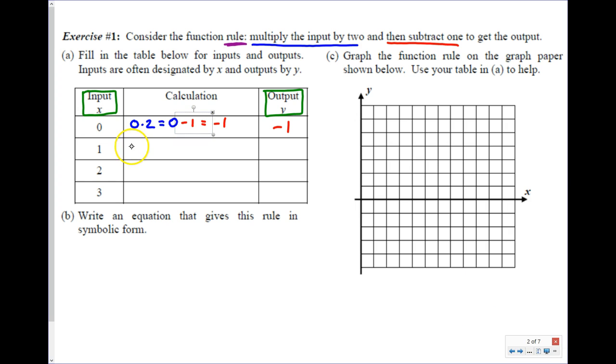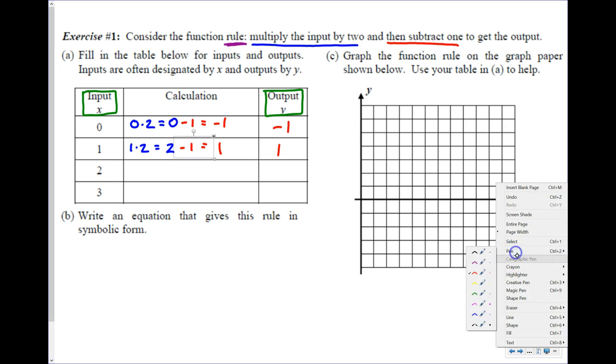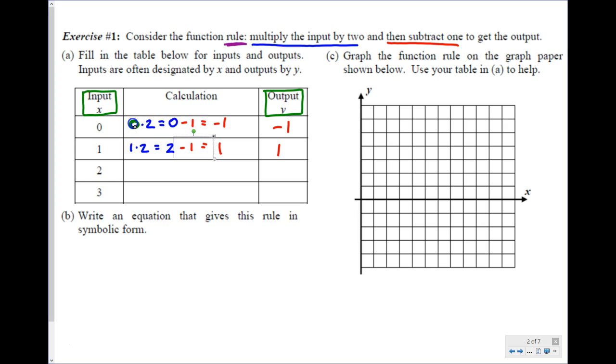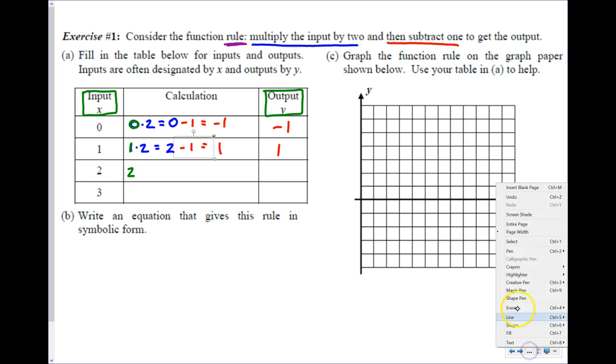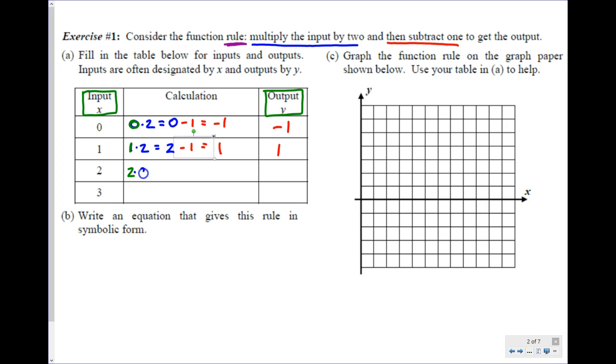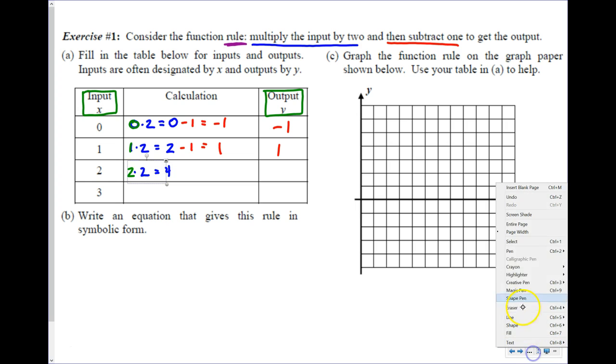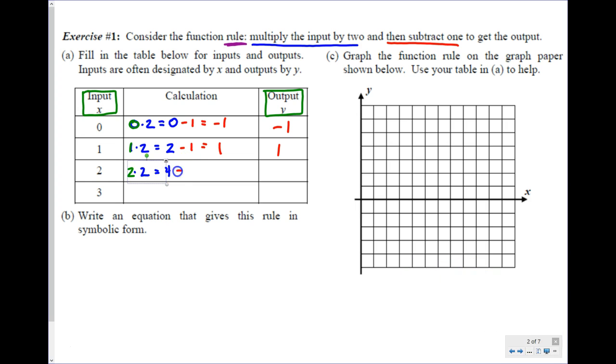My input for this one is 1. Multiply it by 2. 2 times 1 gives me 2. The next step is then to subtract 1. So 2 minus 1 gives me 1. So my next output is 1. In fact, let me be clear here what my input is. So my inputs are these right there. So my next input is 2. Multiply 2 times 2. That gives me 4. And then I subtract 1. So multiply by 2, subtract 1. Multiply by 2, subtract 1. That's my rule for this function.